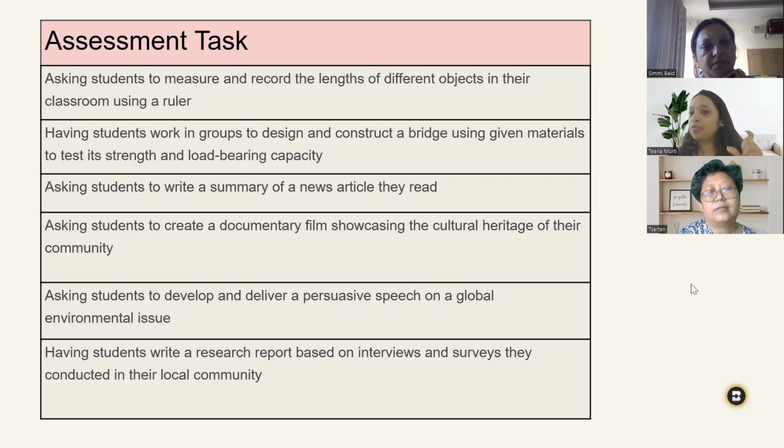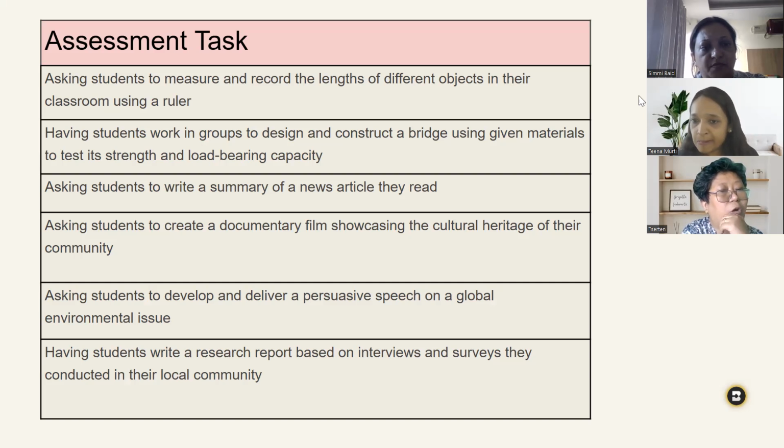So we are trying to assess whether the child has understood which tool to use, and then how they are measuring, how they are using that particular tool, and what they are going to do with that knowledge. So exactly, this is one very basic thing, and then maybe it can be taken to the next level by relating it to the real-life context. The second one says: having students work in groups to design and construct a bridge using given materials to test its strength and load-bearing capacity.